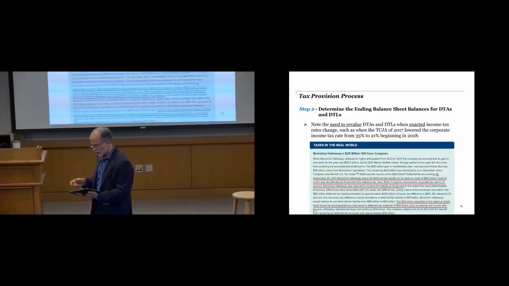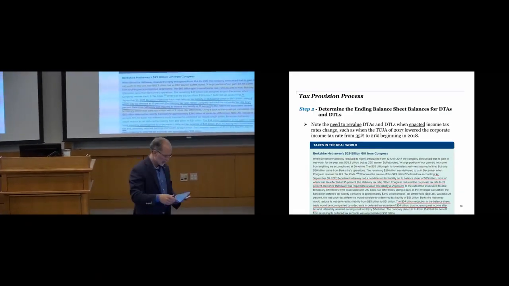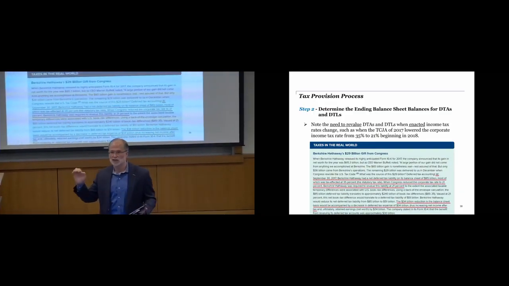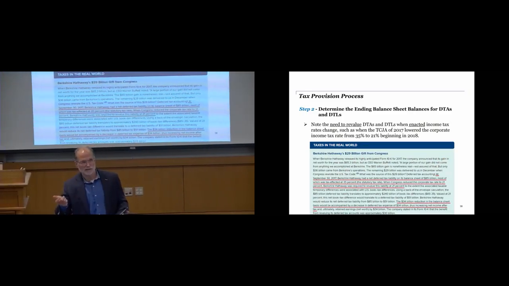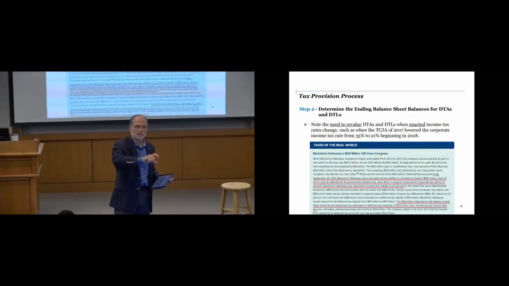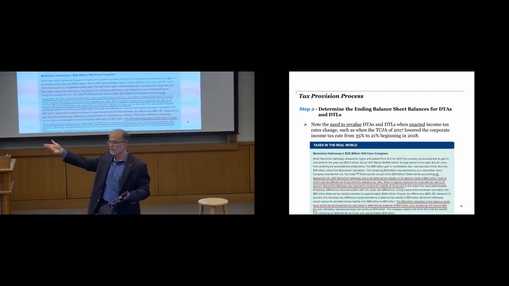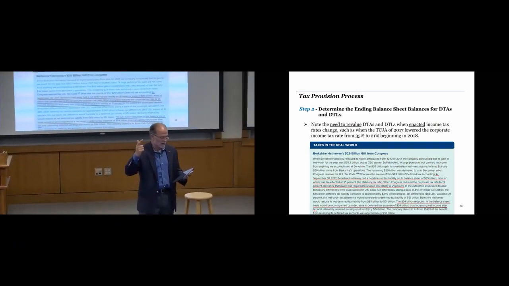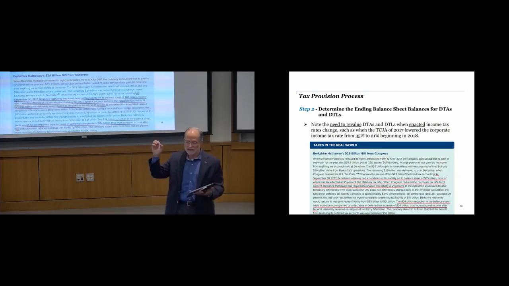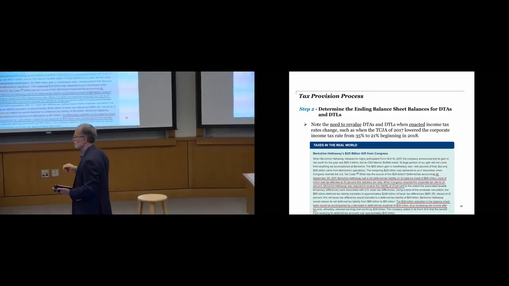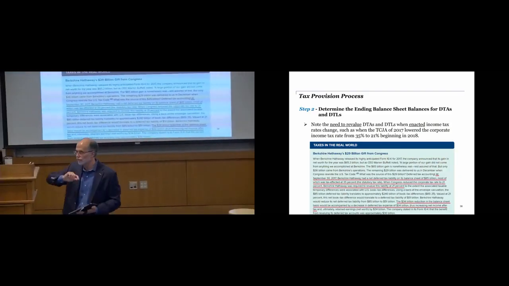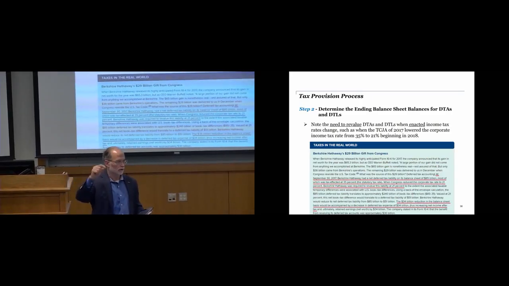Okay, so what this example is saying is when I do have a change in the tax rate, I have to make an adjustment to my DTA balances and my DTL balances because I recorded those at a certain rate. If the rate has changed, then I have to make an adjustment to that. And I need to revalue those when the enacted income tax rates change. Enactment means all the things that have to happen for the law to be effective.